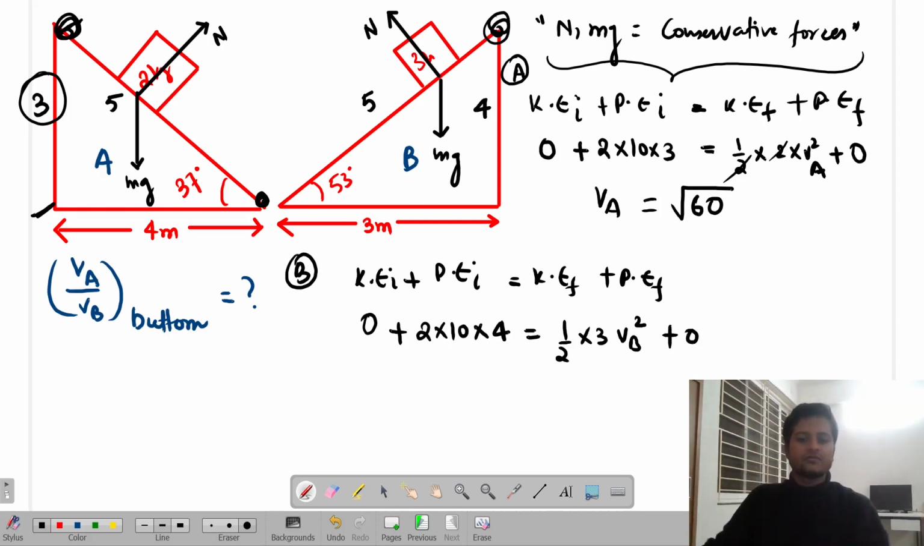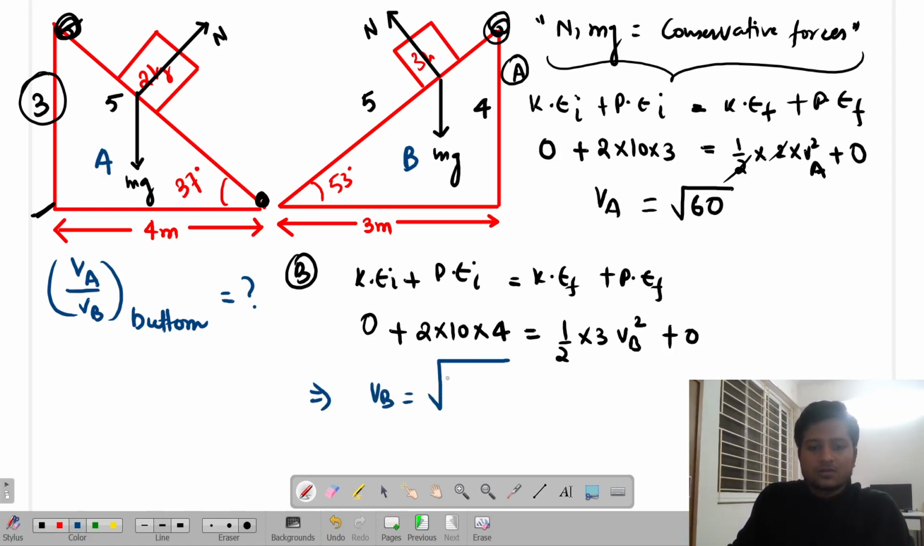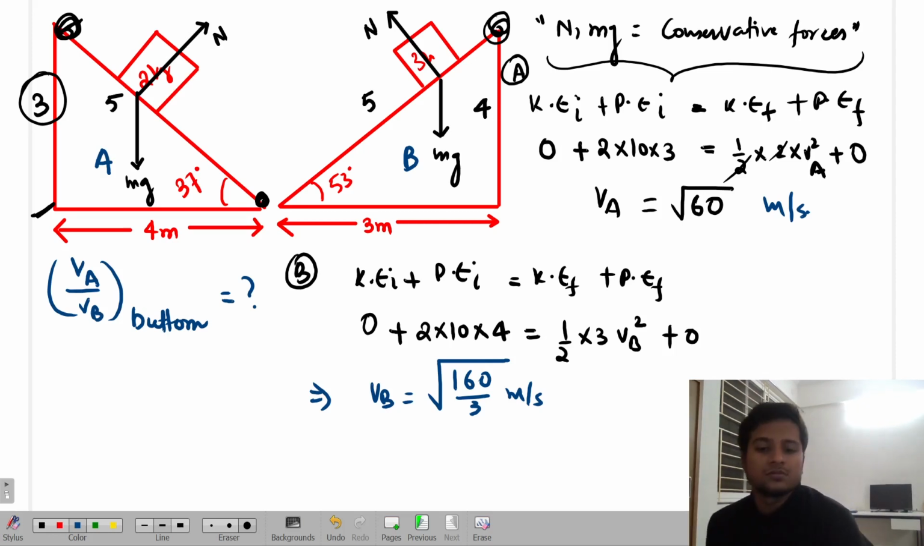And final potential energy once again on the ground is how much? 0. So what I get as equation? You get the equation as vB is equal to nothing but root under 2 into 4, 4 4 just 16, 160 by how much? 3 meter per second. Can you take the ratio of this or not? Basically, you get the answer. Are you able to get me or not?